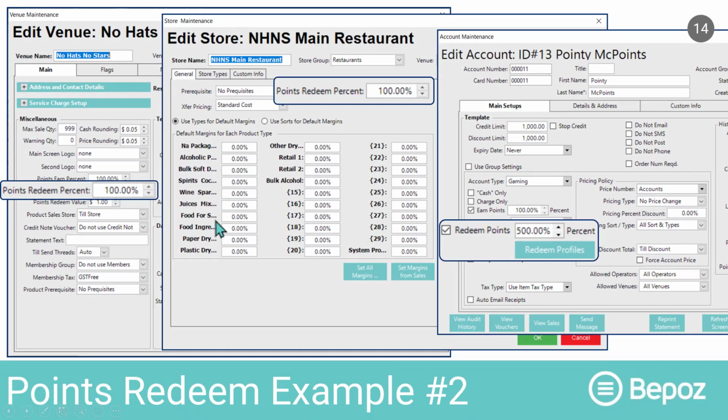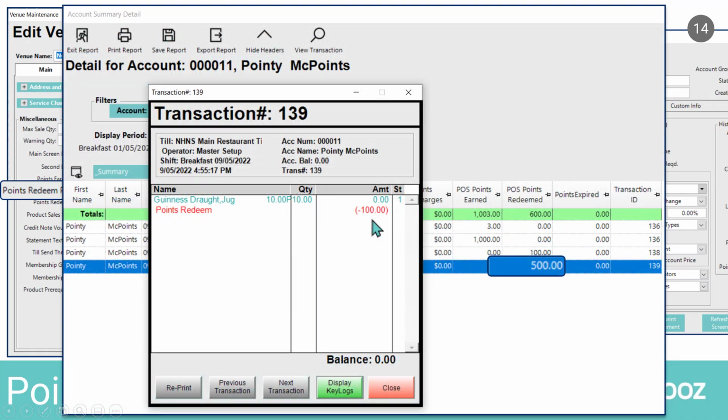Cool. Now here in example 2, again, the account level redeem points profile is the same with everything set to 100%. And the venue and the store level redeem percentages are still 100% here. But now we're trying to get Pointy McPoints to run through their stash of points faster. So we've upped the individual points redeem percentage rate here to 500%. Sorry, Pointy. But now, simple math here, 100% times 100% times 500% means that Pointy needs to redeem 500 points to cover that same $100 Guinness tab.